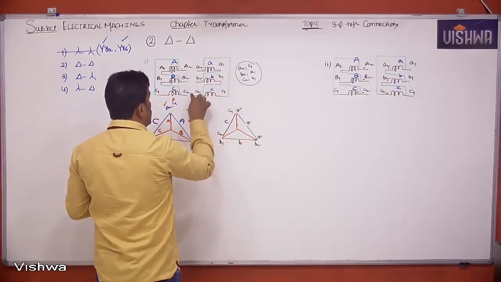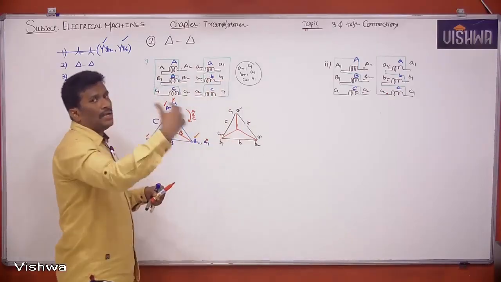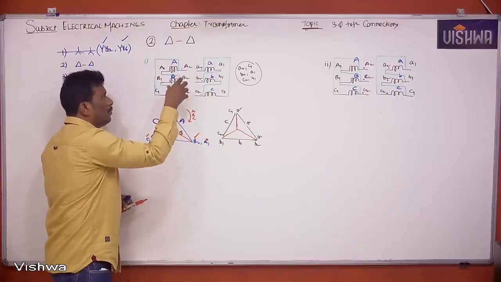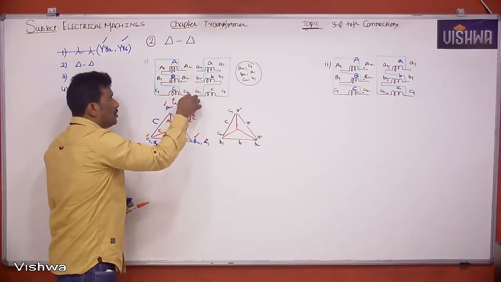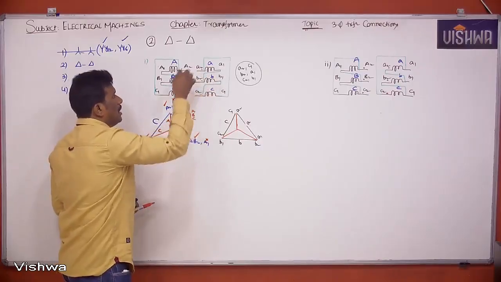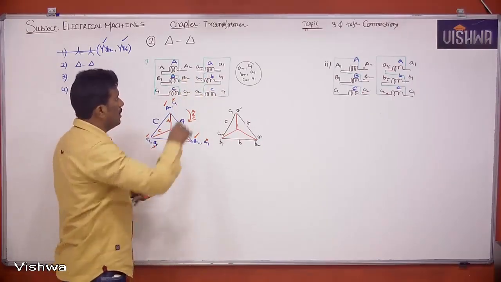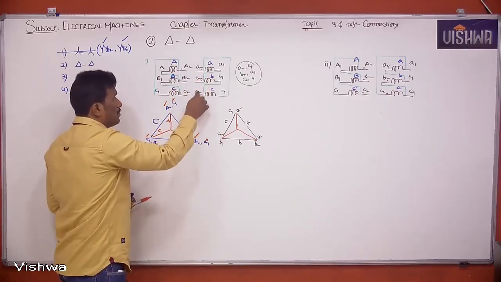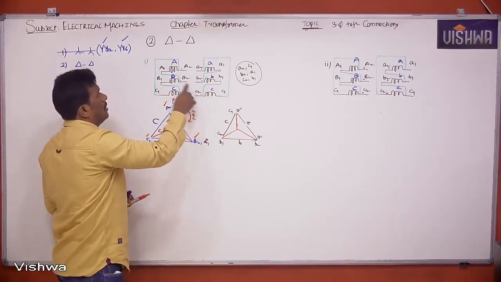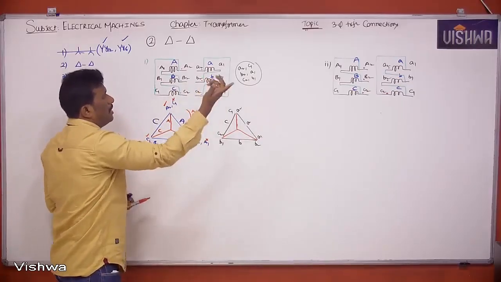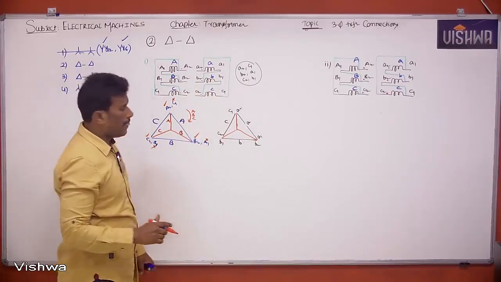A2, B2, C2 are connection terminals from which you are taking output. Here A2, B2, C2, we are giving input. Therefore, this A2, B2, C2 can be called connection terminals. Sorry, small a2, small b2, small c2 can also be called connection terminals, whereas A1, B1, C1, small a1, small b1, small c1 can be called non-connection terminals.